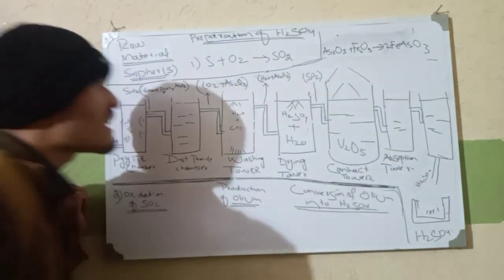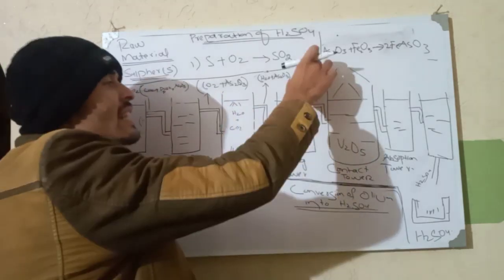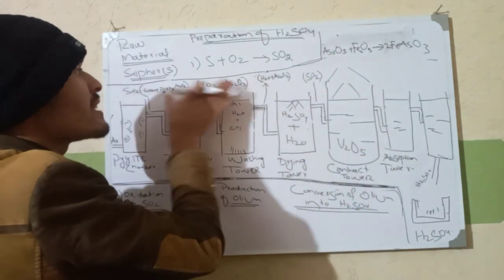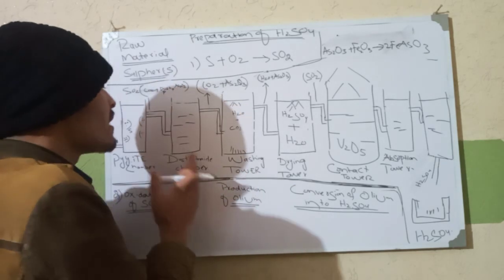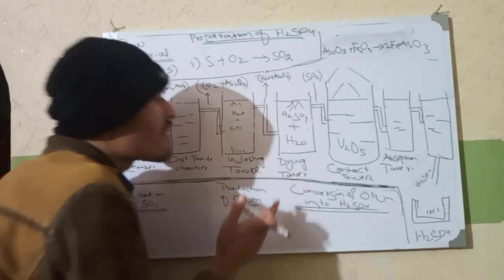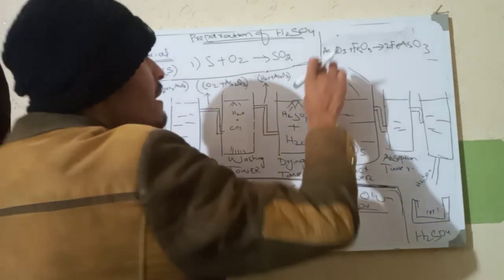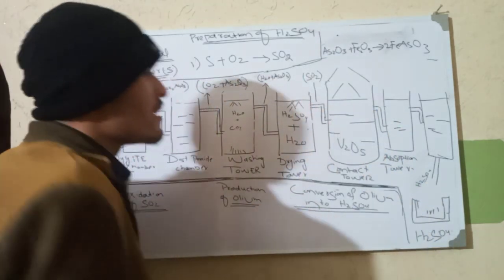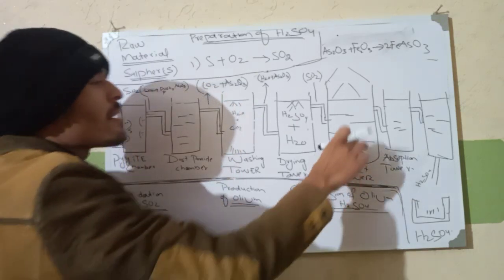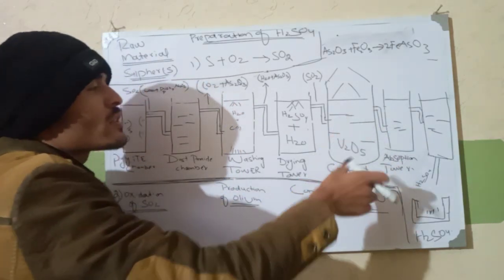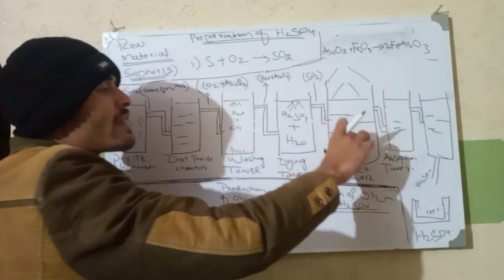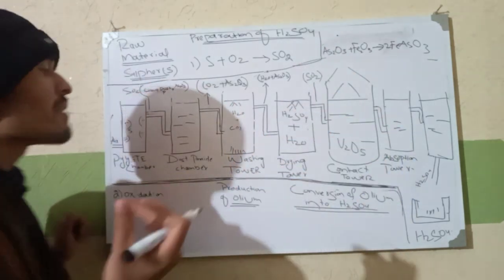In the next step, only sulfur dioxide enters, because the impurities have been removed in the dust particle chamber, washing tower and drying tower. So only sulfur dioxide is left, and it enters the contact tower. In the contact tower, with the help of vanadium oxide as catalyst, sulfur dioxide combines with oxygen.